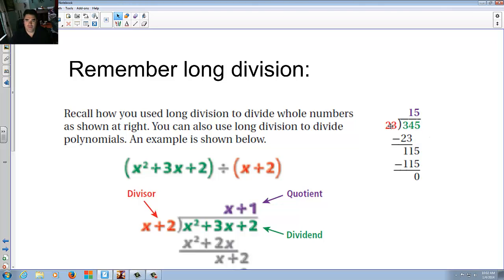Remember how you do 23 goes into 34 one time, 23. 34 minus 23 is 11. 5 comes down. 23 times 5 makes 115. Gives 0. That's your finished product.